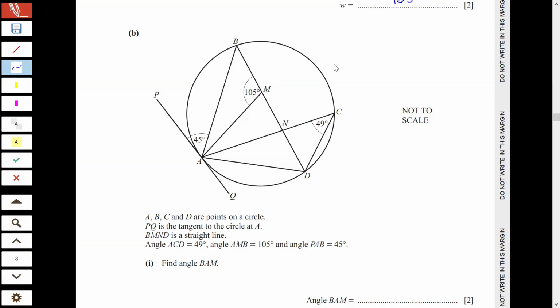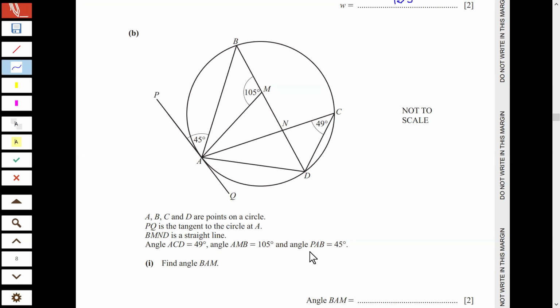The next question, 4B. A, B, C, and D are points on the circle. PQ is a tangent to the circle at point A. BMND is a straight line. Angle ACD is 49 degrees. Then we've got angle AMB is 105 degrees.